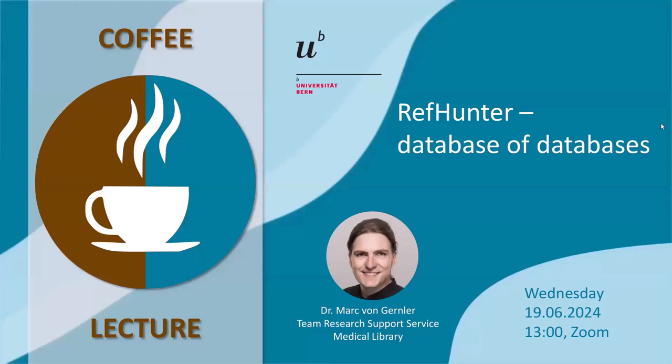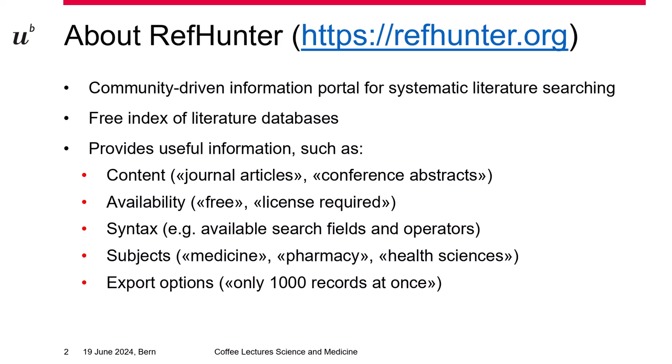Today, we will talk about RefHunter. As you said, a database of databases. This is a nice tool for the systematic literature search, and let's dive right into it. RefHunter can be found under the URL that you see now, refhunter.org, and as it says on its webpage, it's a community-driven information portal for systematic literature searching. That means, in other words, it's a free index of literature databases relevant to this.